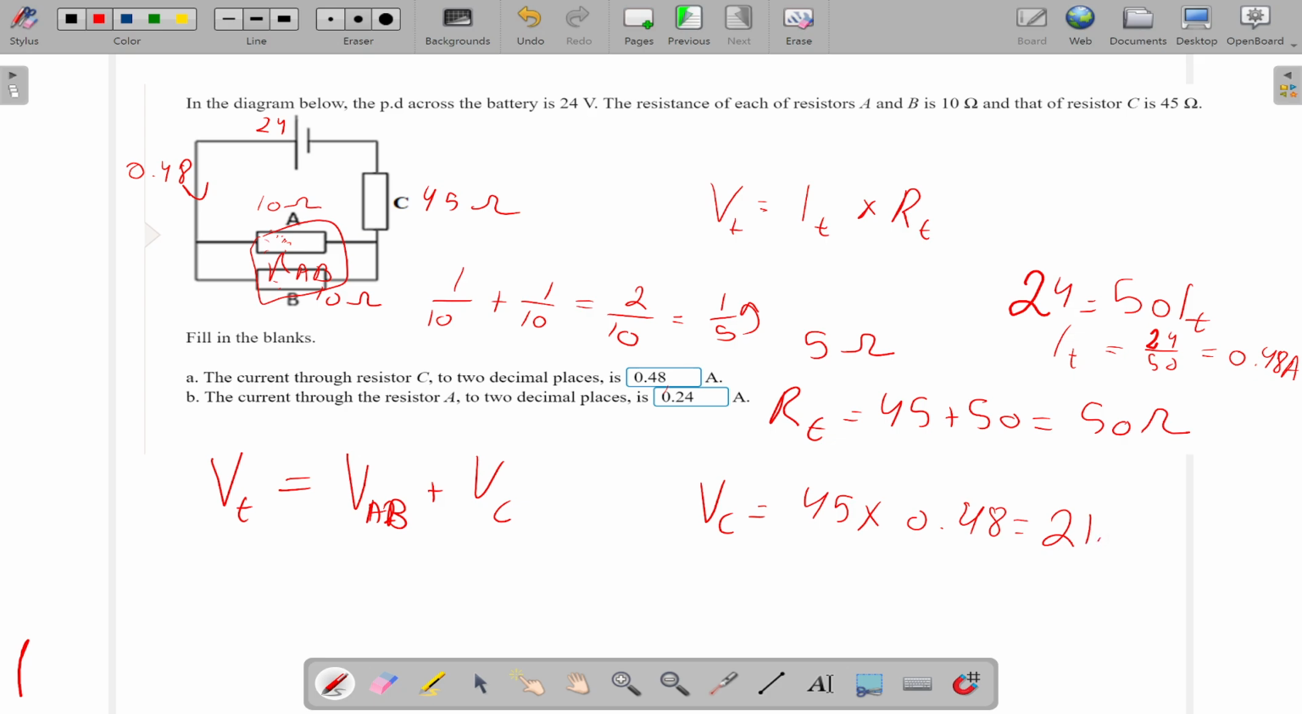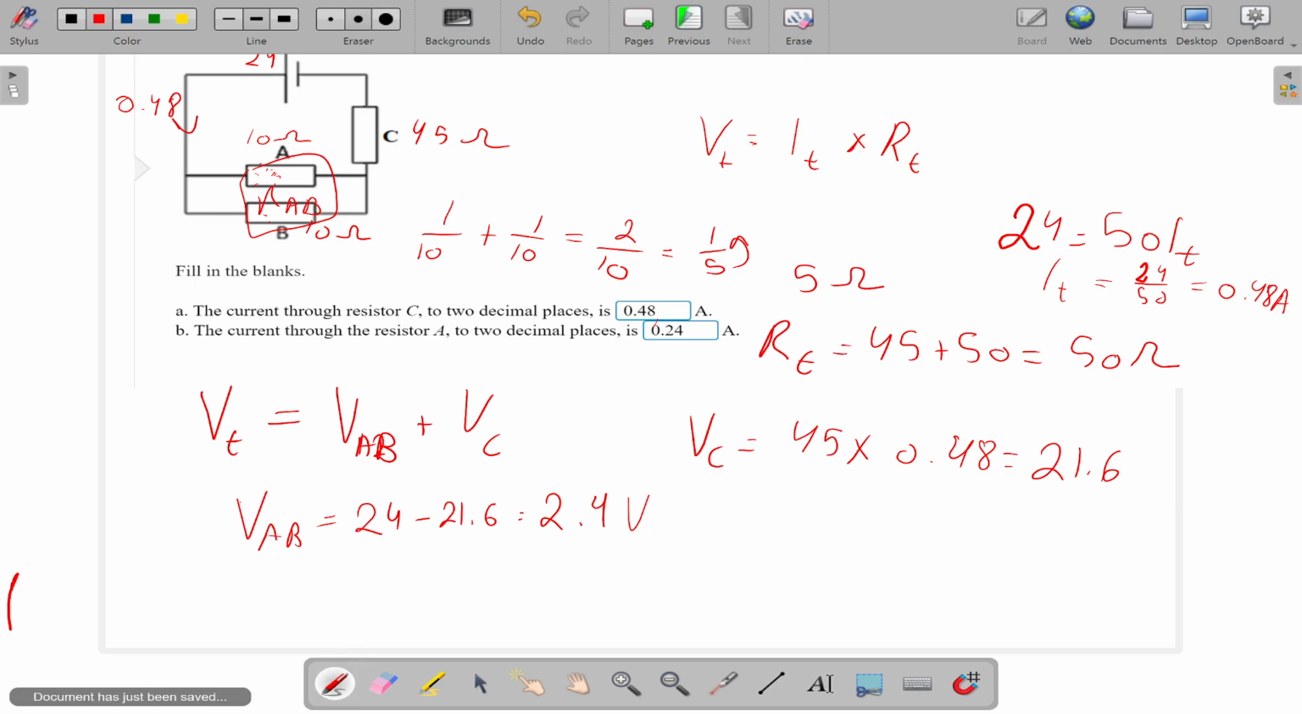21.6. Perfect. Okay. So the total voltage is 24. So VAB equals 24 minus 21.6, which gives me 2.4 volts.